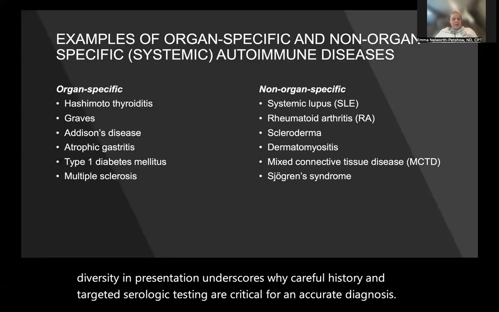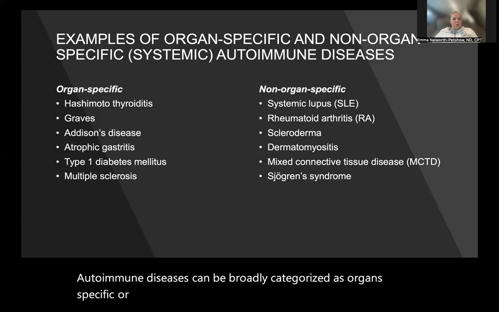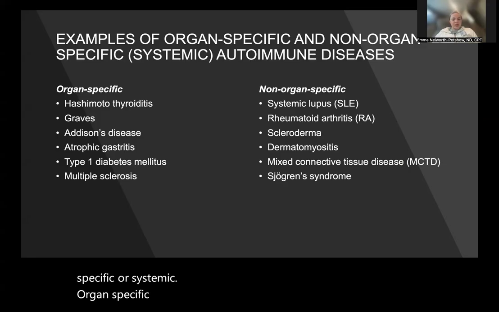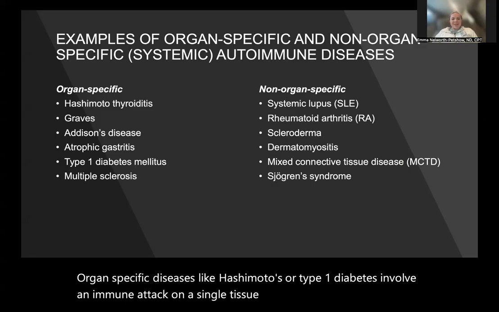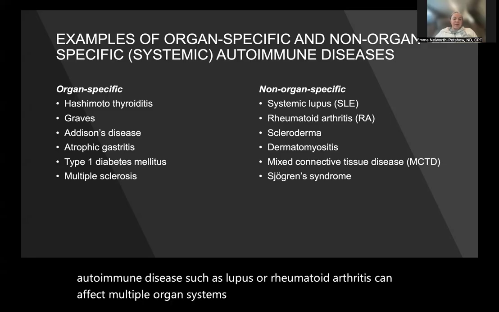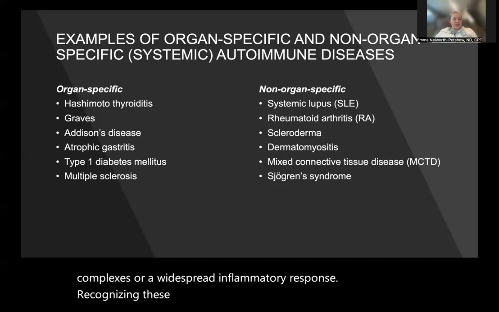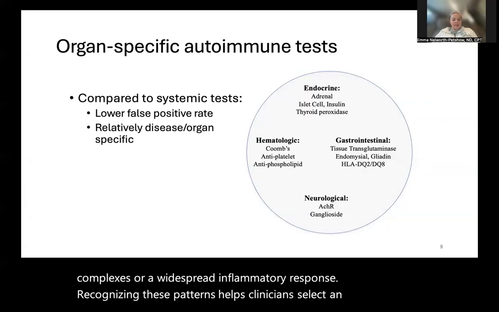Autoimmune diseases can be broadly categorized as organ-specific or systemic. Organ-specific diseases like Hashimoto's or type 1 diabetes involve an immune attack on a single tissue type. In contrast, a systemic autoimmune disease, such as lupus or rheumatoid arthritis, can affect multiple organ systems through circulating immune complexes or a widespread inflammatory response. Recognizing these patterns helps clinicians select an appropriate lab test.